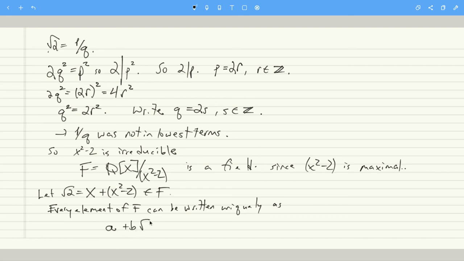a plus b square root 2, because whenever you see terms involving higher powers of x than x squared, you can replace any of the x squareds by 2's. So if you have an x to the 5th, that's really x times 2 times 2, and so on.